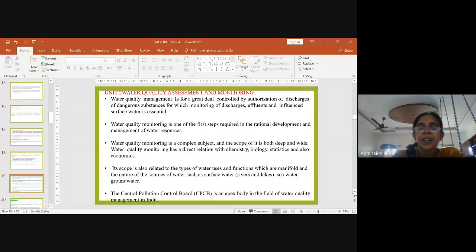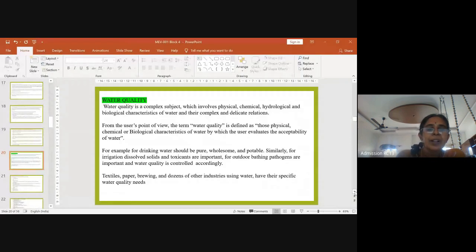Of course, it is a wide subject and it has scope, and it has a direct relation with chemistry, biology, statistics, and also economics. Its scope is also related to the types of water users and functions, which are manifold, and the nature of the source of water such as surface water, sea water, groundwater, etc. CPCB, the Central Pollution Control Board, is an apex body in the field of water quality management in India. Water quality is a complex subject which involves physical, chemical, hydrological, and biological characteristics of water.